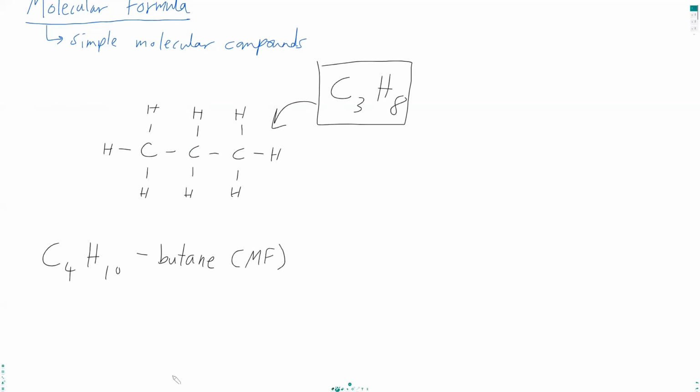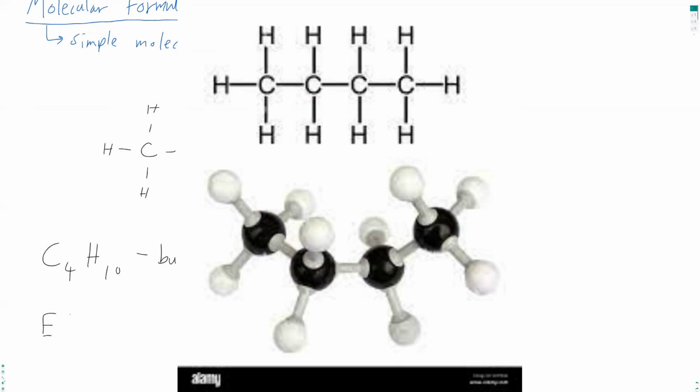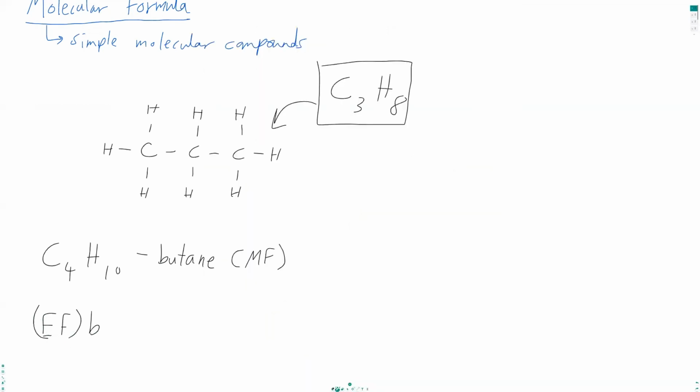But if we want to work out the empirical formula of butane, we divide each of these by the highest common factor. Here it would be 2, so you get reduced down to C2H5. We divide by the highest common factor of 4 and 10, which is 2. You divide 4 by 2, you get 2. Divide 10 by 2, you get 5. So the empirical formula for butane is actually C2H5. A little tricky there.